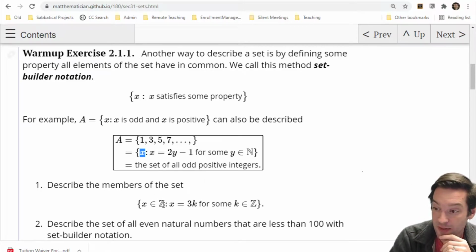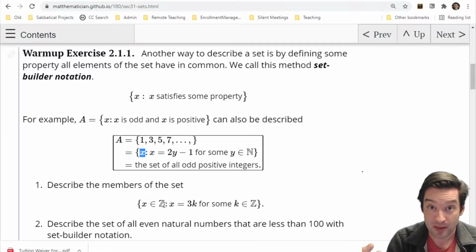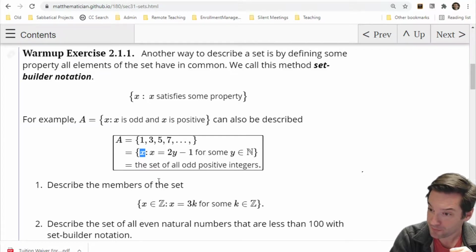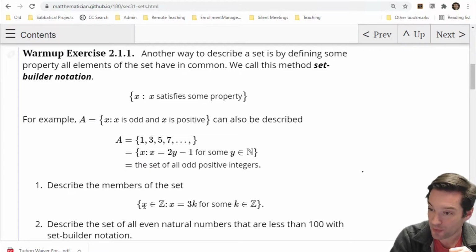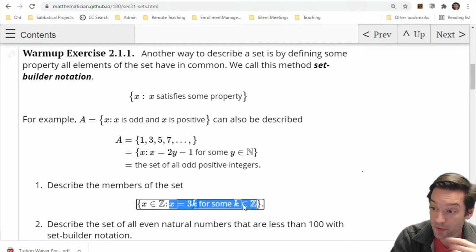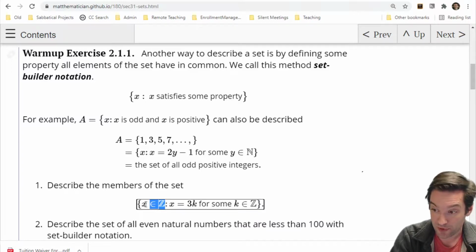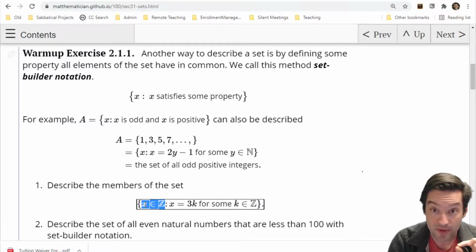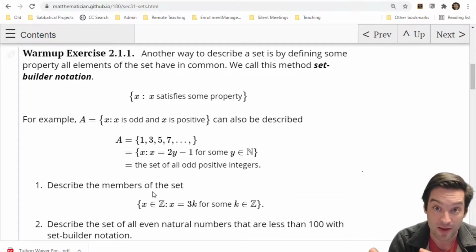Sometimes on this left-hand side of the colon, we'll also be real specific about what universal set these elements might be coming from. So as an example, in this question number 1 here, we see some set builder notation where we're saying x is equal to 3 times k for some integer k. And we're also confirming on the left-hand side that those elements x that belong to my set are also going to be taken from the set of integers. So very often we'll use the universal set as another thing we put on the left-hand side of this notation to just tell where these things are coming from.